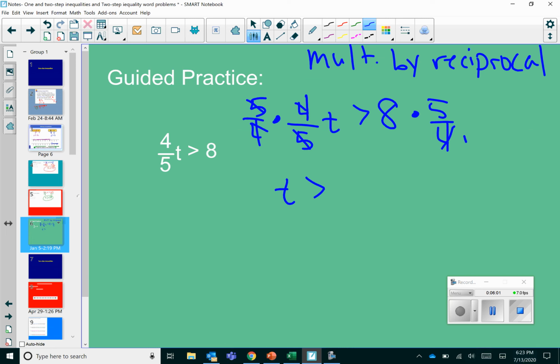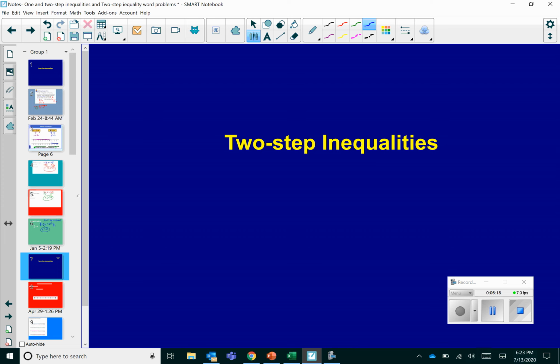I can cross simplify here. And that's going to leave me with 2 times 5, which is 10. And then just 1 in the denominator, so 10/1, which is equivalent to 10. So t is going to be greater than 10, which means we would have an open circle going to the right. Okay, let's do a few two-step inequalities.